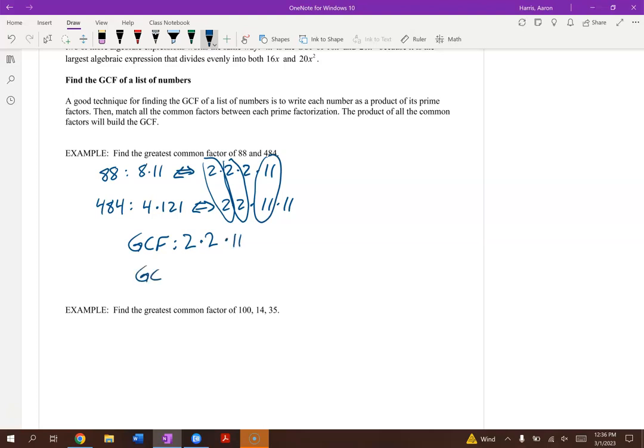So my greatest common factor is 4 times 11, 2 times 2 times 11. 44. 44 is the biggest factor that 88 and 484 go into. Does that make sense?